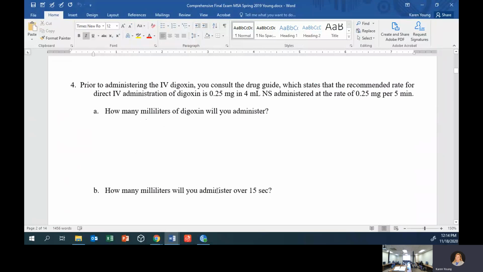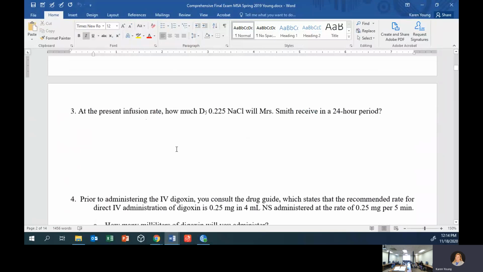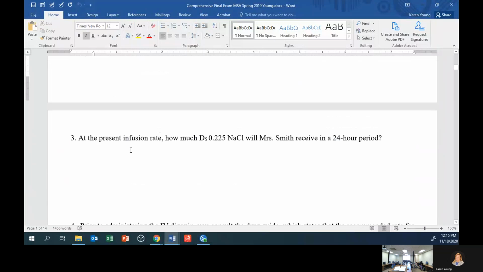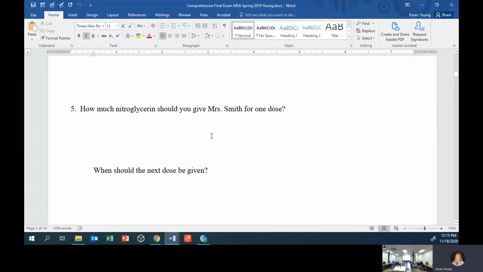And so you answer these questions. Don't overthink the questions. Is Mrs. Smith a pediatric patient? Notice it tells you that she was born in 1958, so she's a geriatric patient. So answer those. Number 5 refers back to Mrs. Smith. It tells you in her medication order how much nitroglycerin is ordered. You have to calculate how many tablets you're going to give. And then you'll have to calculate when the next dose was given.